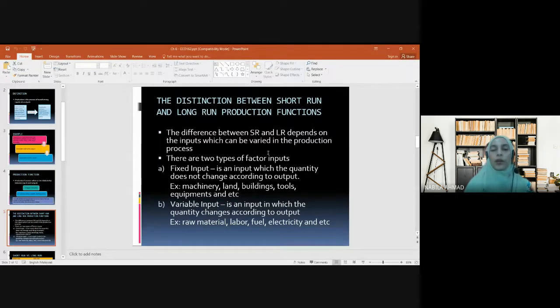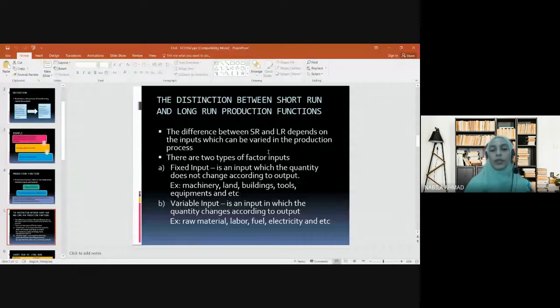So we have fixed input, we have variable input. Okay, so what is fixed input? Input which the quantity does not change according to output. Maknanya di sini fixed input adalah input yang tidak boleh diubah dalam jangka masa yang pendek. Contoh macam machinery, land, building, tools, equipment. Okay, inputs yang ini atau resources ini adalah something yang mahal dan memerlukan jangka masa yang panjang untuk kita tambah. Kalau kita dah beli sekali, kita tak boleh beli banyak dalam jangka masa pendek sebab machine, land, buildings ini adalah asset yang ataupun input yang mahal. Okay, so that is fixed input.